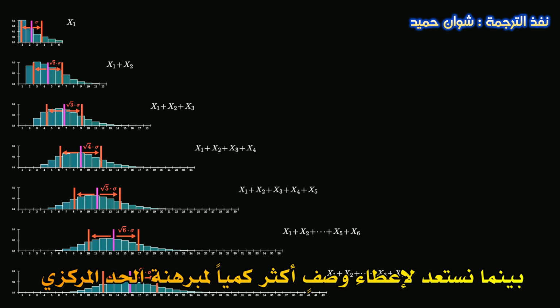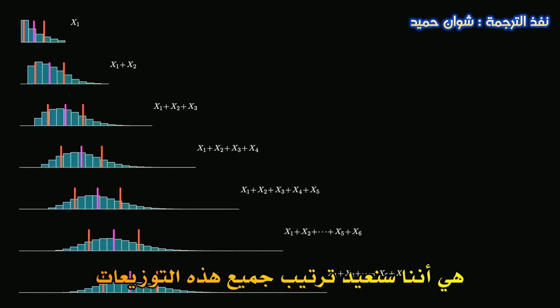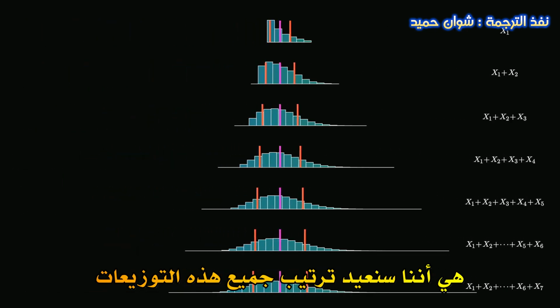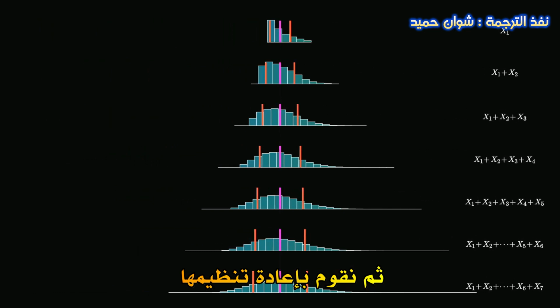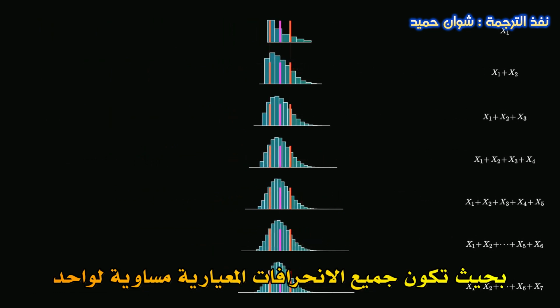As we prepare to make a more quantitative description of the central limit theorem, the core intuition I want you to keep in your head is that we'll basically realign all of these distributions so that their means line up together, and then rescale them so that all of the standard deviations are just going to be equal to 1.